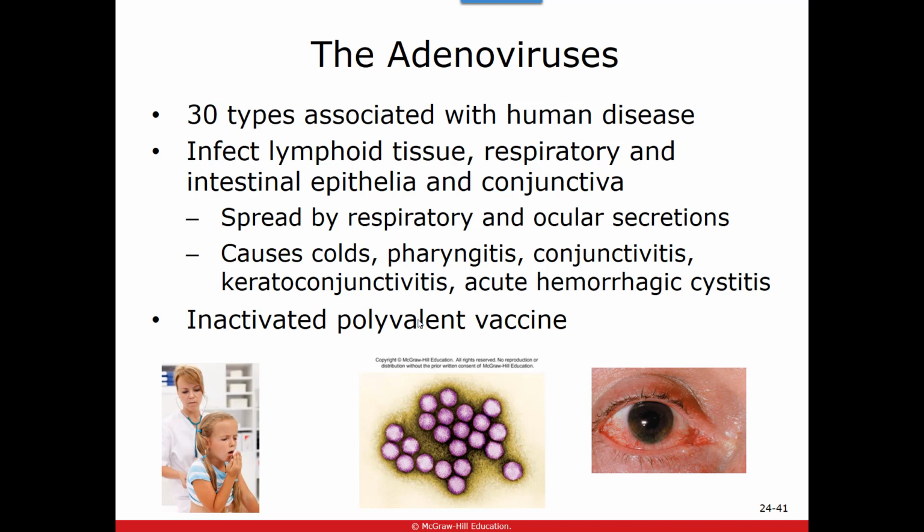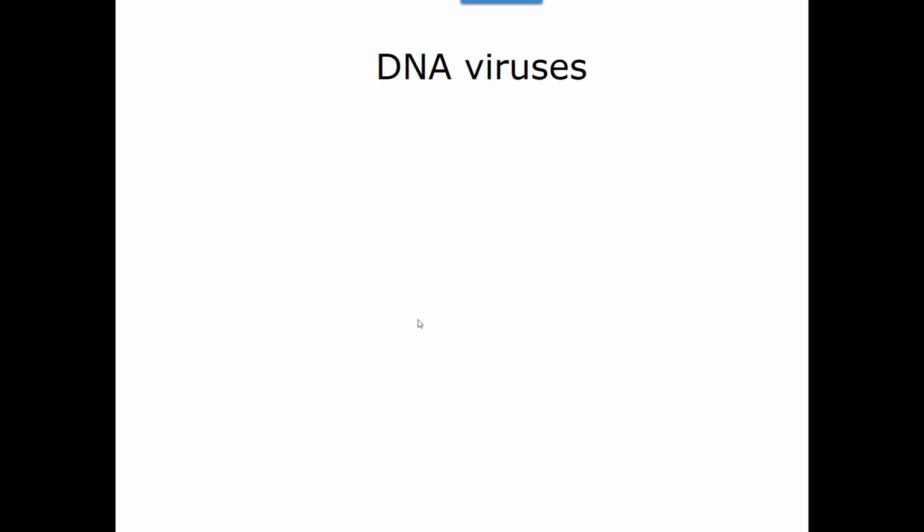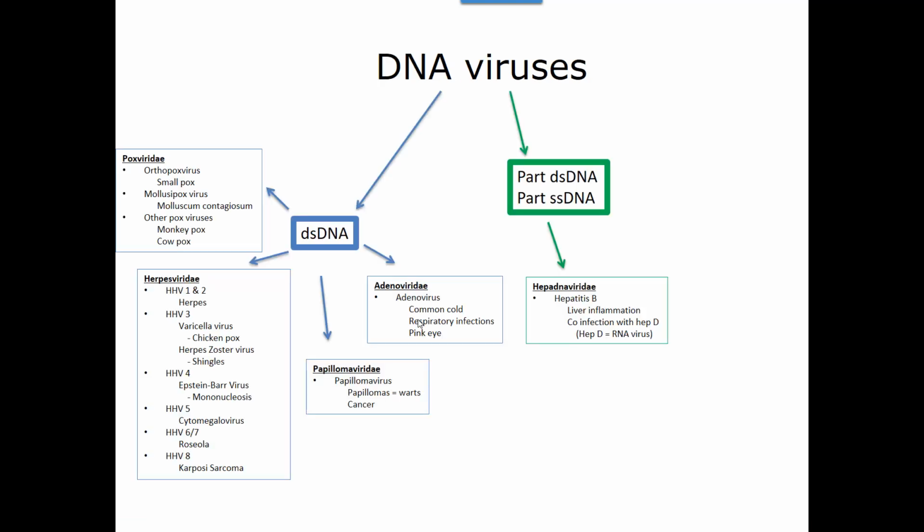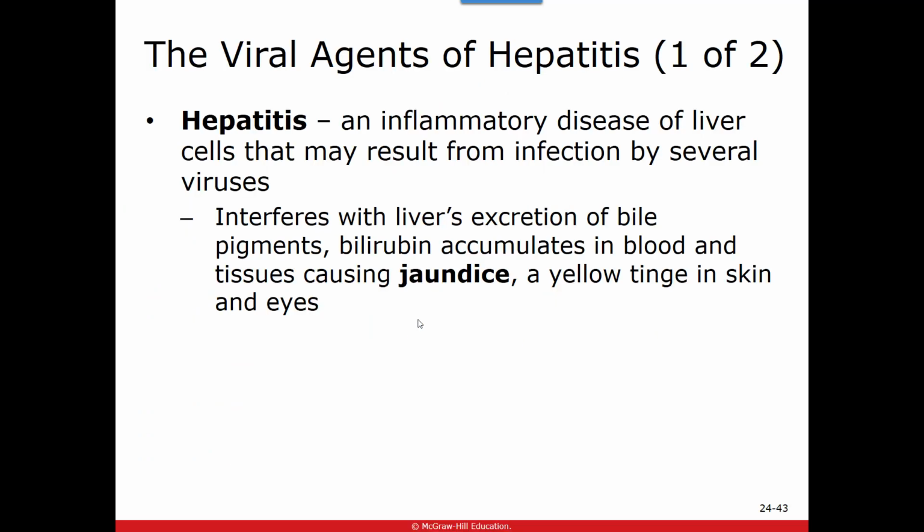Now, onto our next group. This has part double-stranded, part single-stranded DNA in its reproductive multiplication phase, and it's the Hepadnaviridae group. Now, it does have that hepad and the hepat in the name, which means it does target the liver. And so it causes hepatitis. Anything with hepat in it means liver. Anything that ends in itis means inflammation.